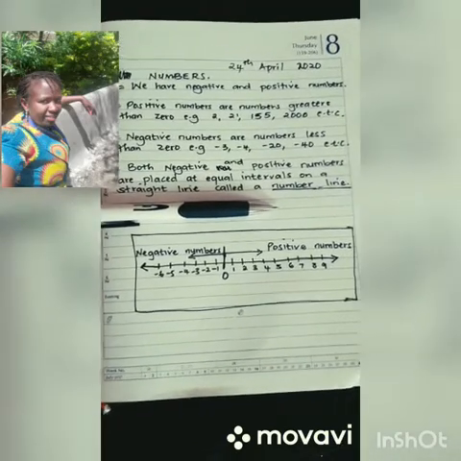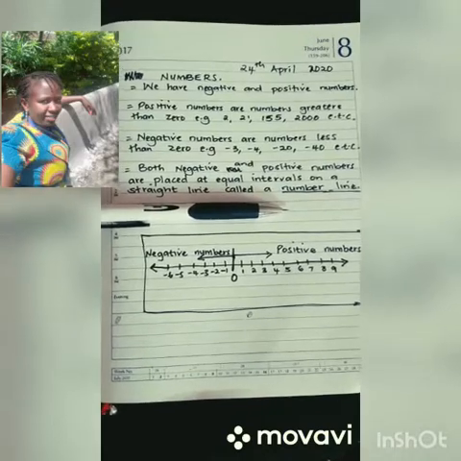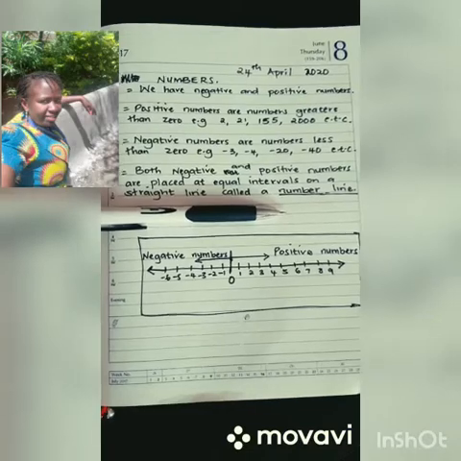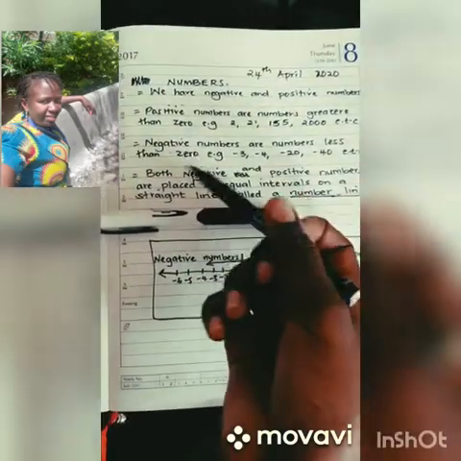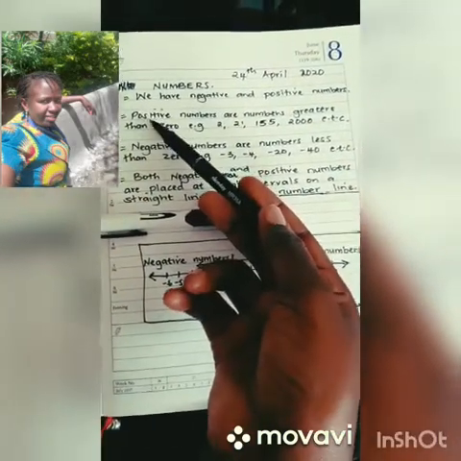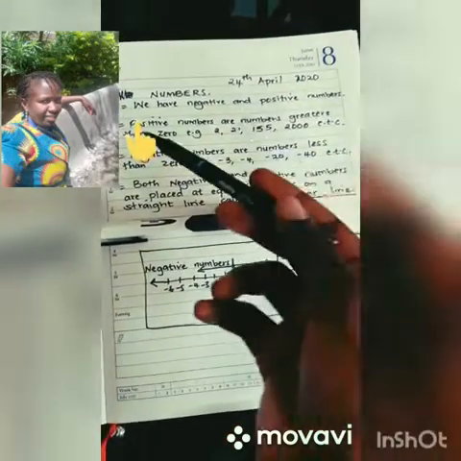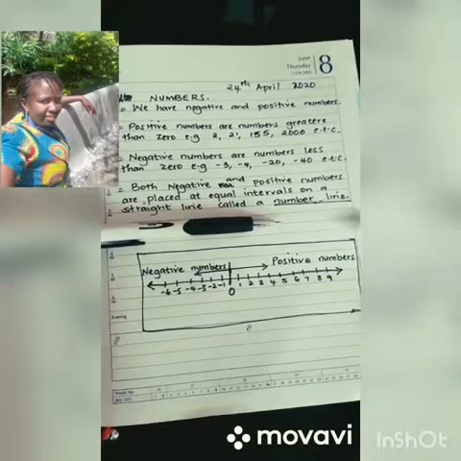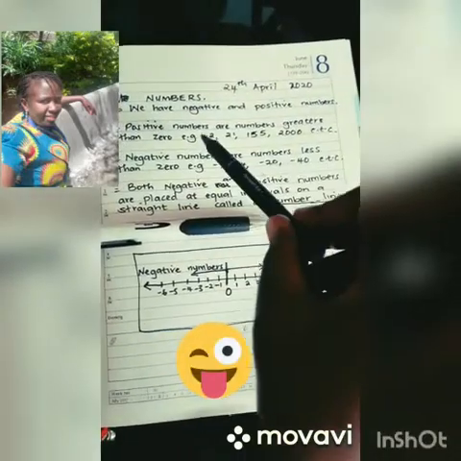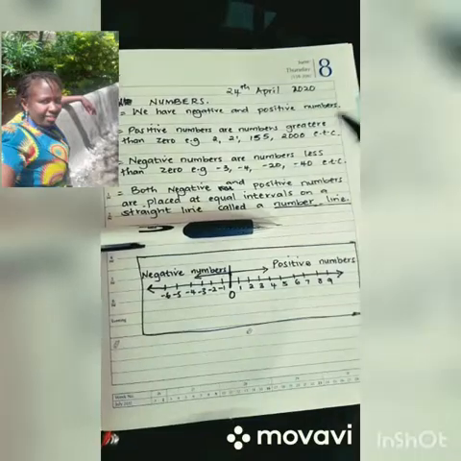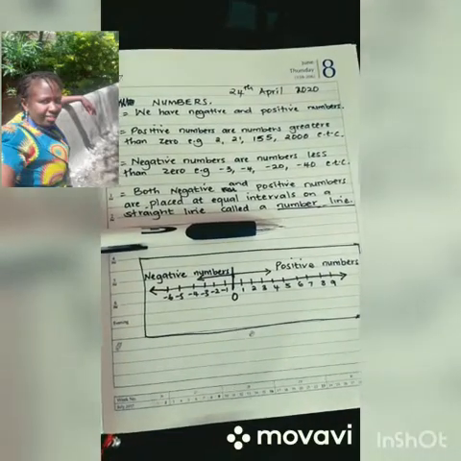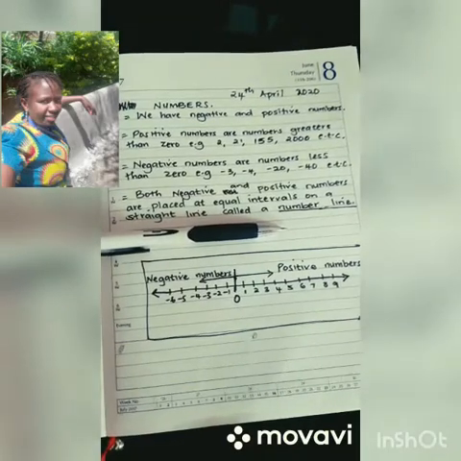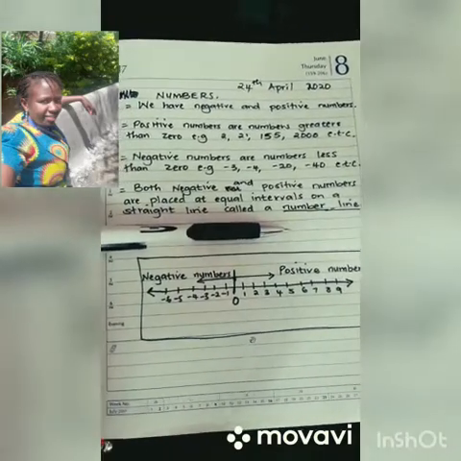Both negative and positive numbers are placed at equal intervals on a straight line called a number line. Now, the word positive here should not confuse you at all. Positive numbers are numbers that you've been dealing with since KG1 or your numeracy life. You've used positive numbers, but negative numbers may not be familiar to all of you, but I believe that at the end of this lesson, all of you will be familiar with negative numbers.